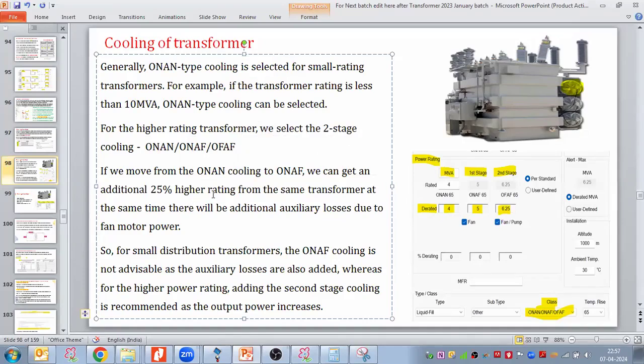ONAN is my natural, ONAF is my first stage, and OFAF is my second stage. So if we move from ONAN cooling to ONAF, we get an additional 25% higher rating from the same transformer. At the same time, there will be additional auxiliary losses due to the fan and motor, but that could be managed because I'm getting 25% higher output. So for a small distribution transformer, ONAF cooling is not advisable as the auxiliary losses are also added. Whereas for the higher power rating, adding the second stage cooling is recommended as the output power increases.